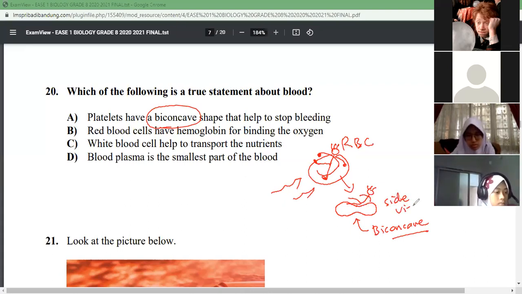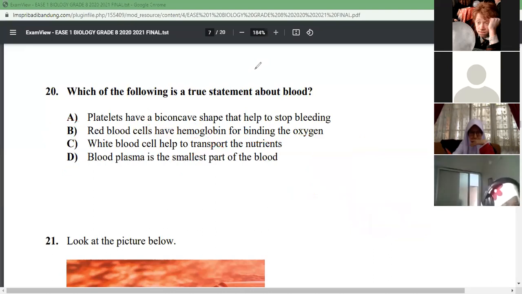So which one is the answer? B. Oh, B. Sorry. Yes, indeed. Hemoglobin binds the oxygen. Yes, correct. Have to transport? No. Blood plasma smallest? No. This is the largest part. Okay, thank you. Oh, Amaya, sorry. I just saw your chat.